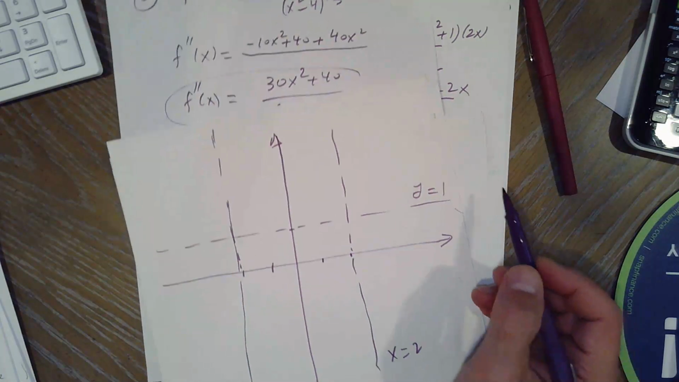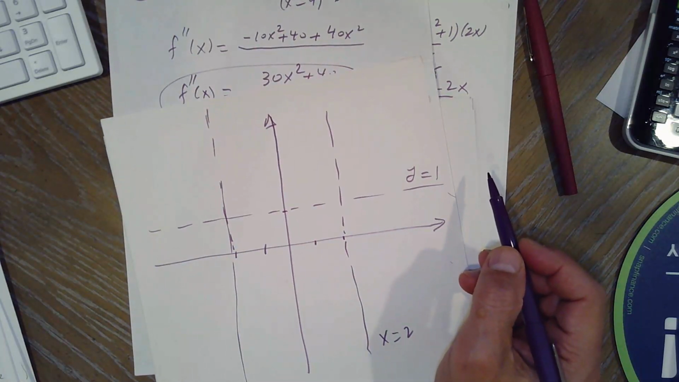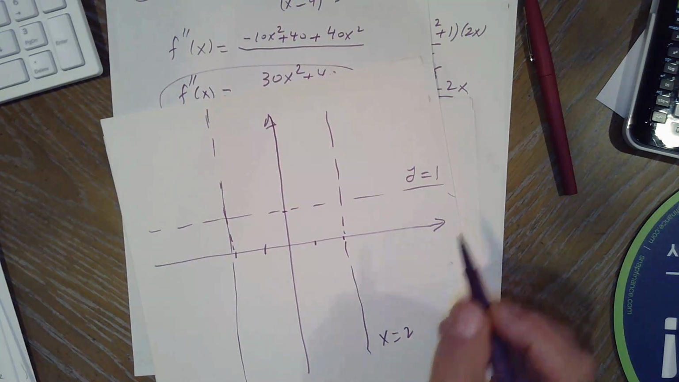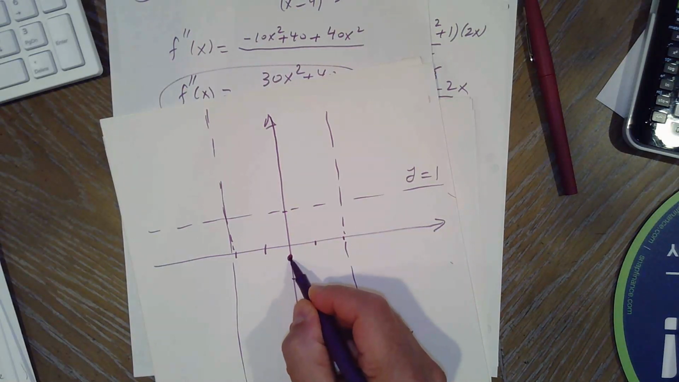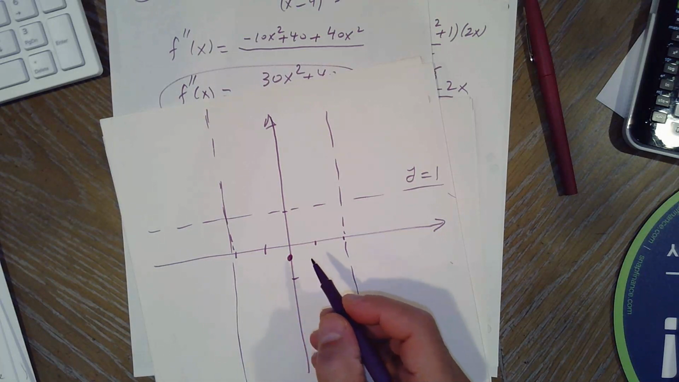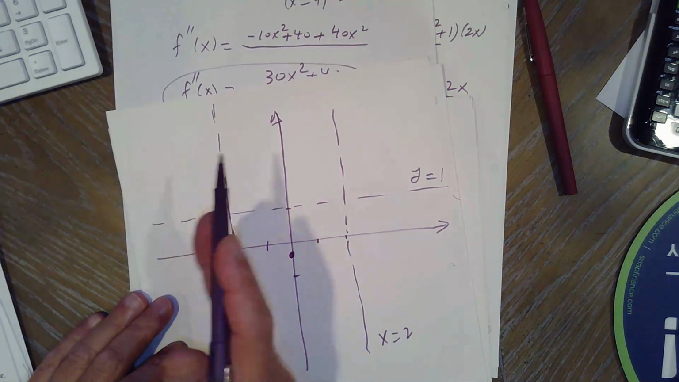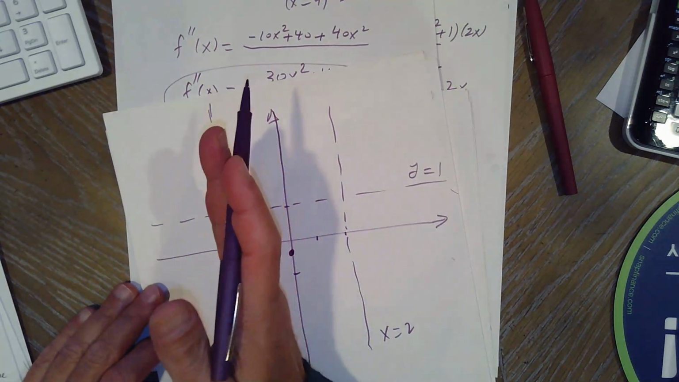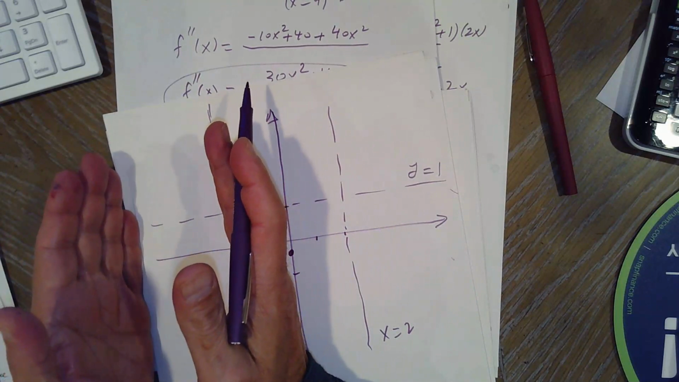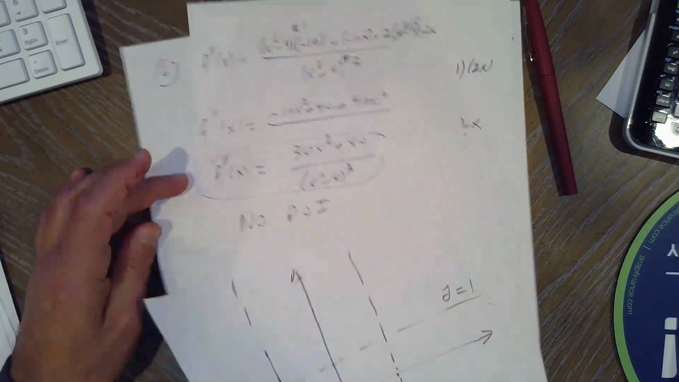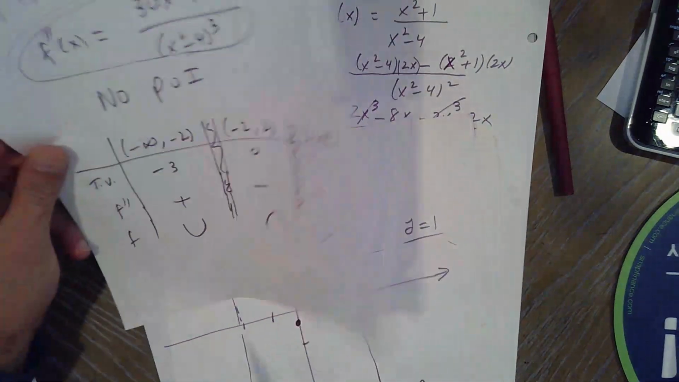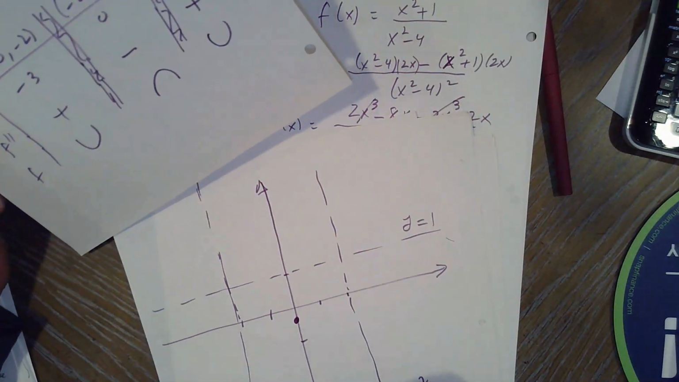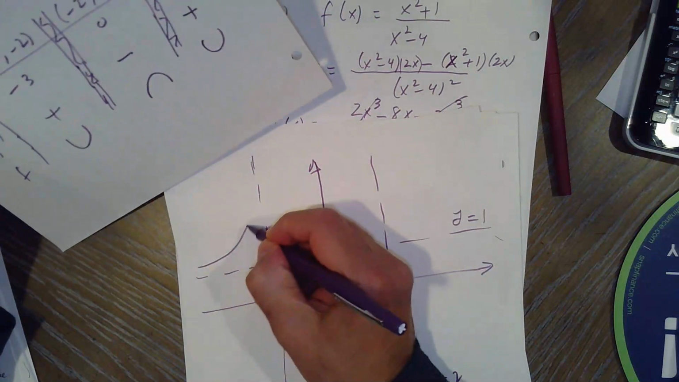Okay, and it has a relative max at negative 1/4. Okay, so it's concave up from negative infinity to negative 2. I'm looking at there, concave up, so it can't be here, it has to be there.